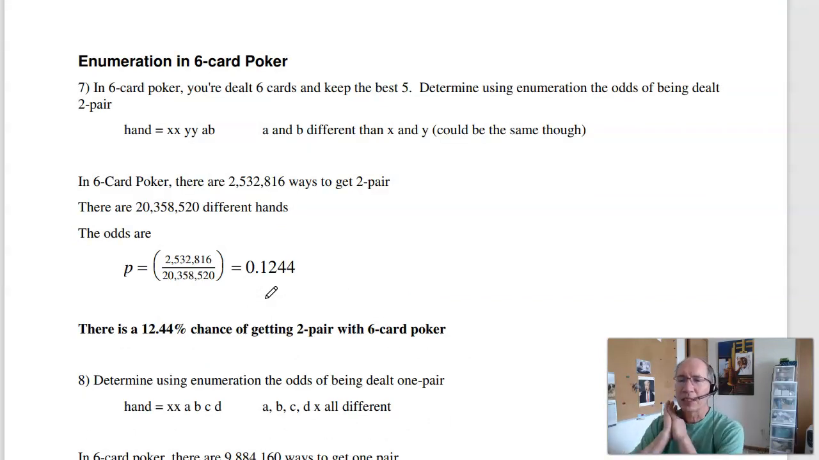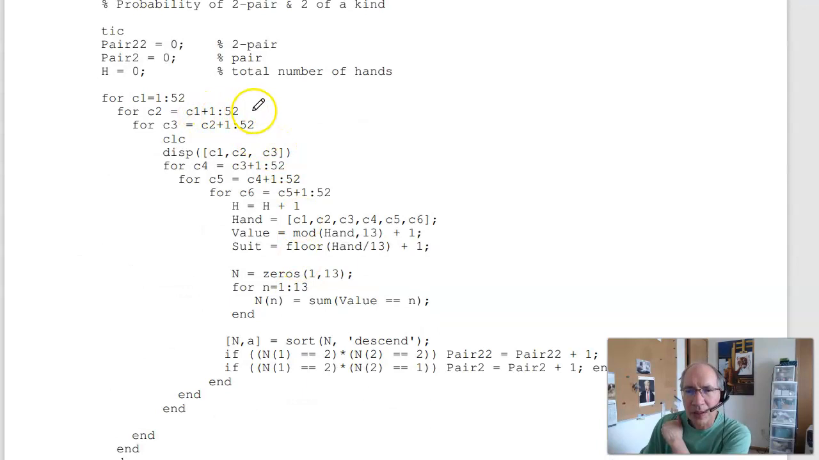Finally, we're looking at 6-card poker. The reason for 6-card poker is that 5-card poker has been analyzed to death. So here's a slightly different problem. I'm going to deal out 6 cards. What's the chance you're going to get 2 pair when dealing 6 cards? Again, I'll use enumeration. What the code does is go through every combination. The first card can be any card, the second card is that card plus 1, and so on.